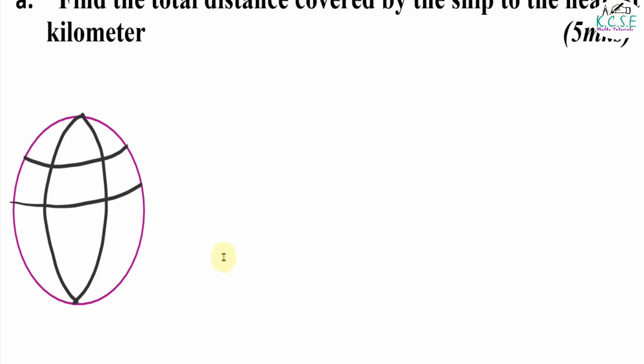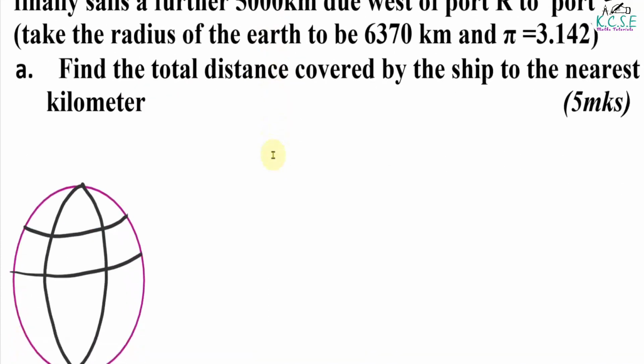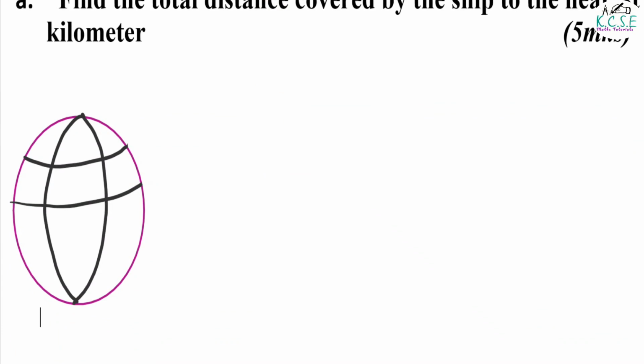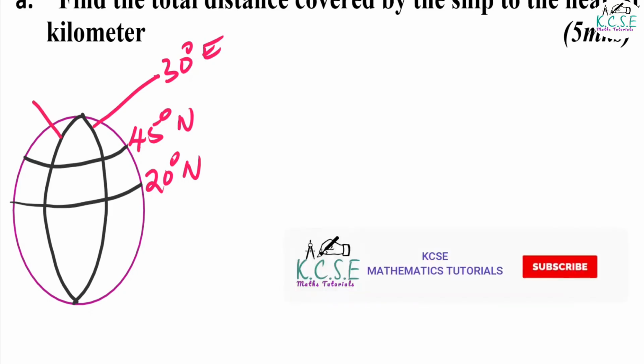So let's name these latitudes and longitudes. There is one that is 45 degrees north. Then this is 20 degrees north. Then this longitude here is 30 degrees east. Then this longitude here is 15 degrees west.